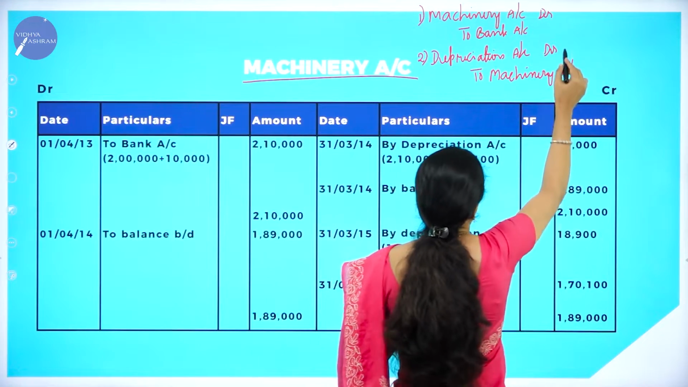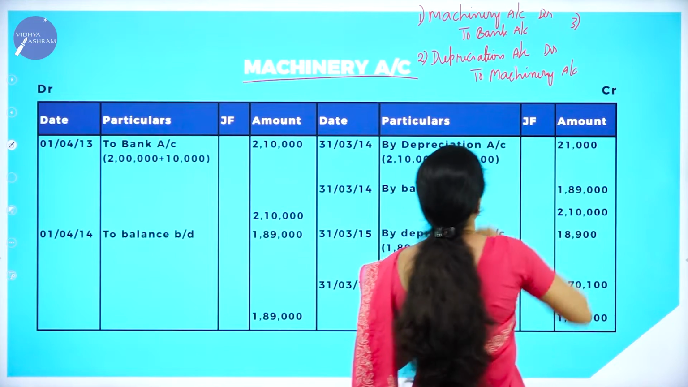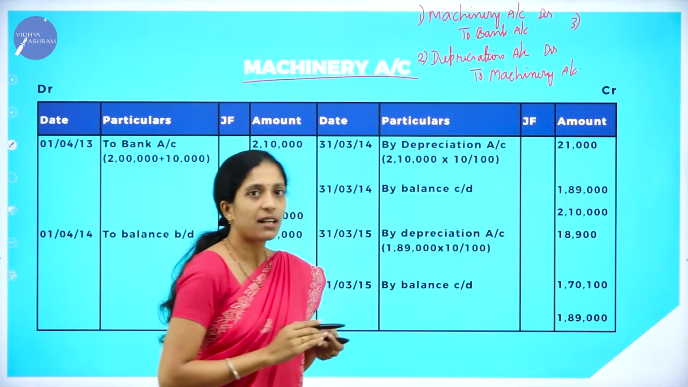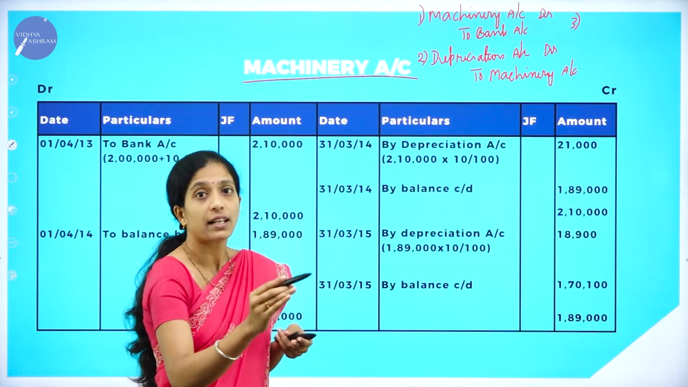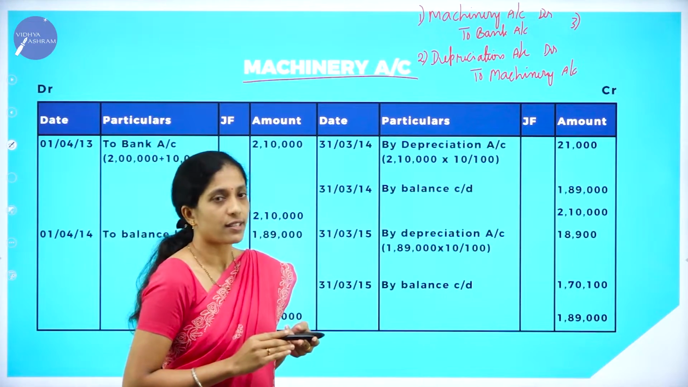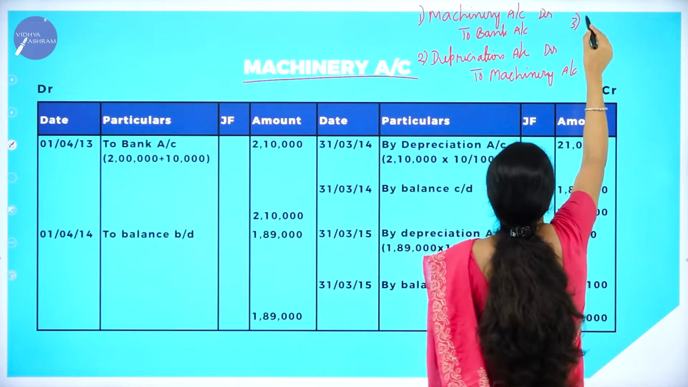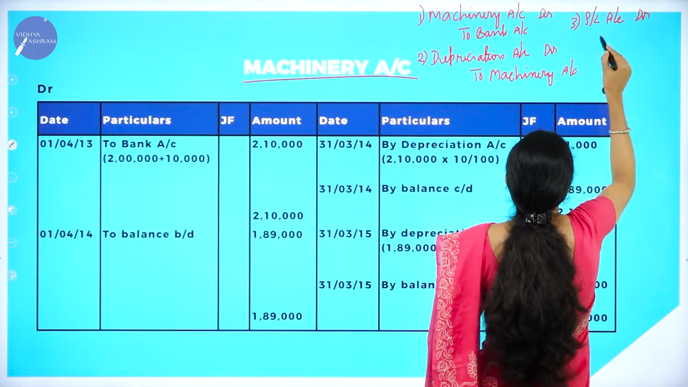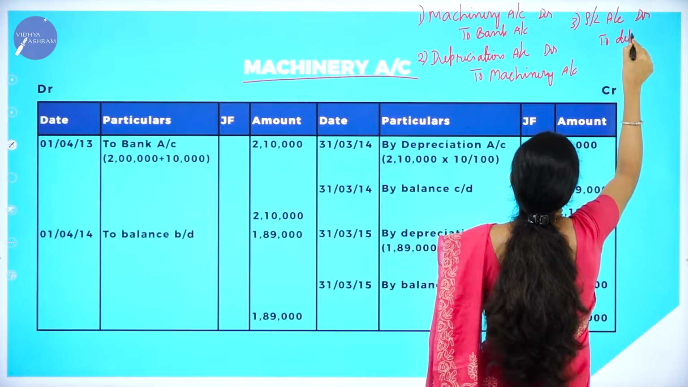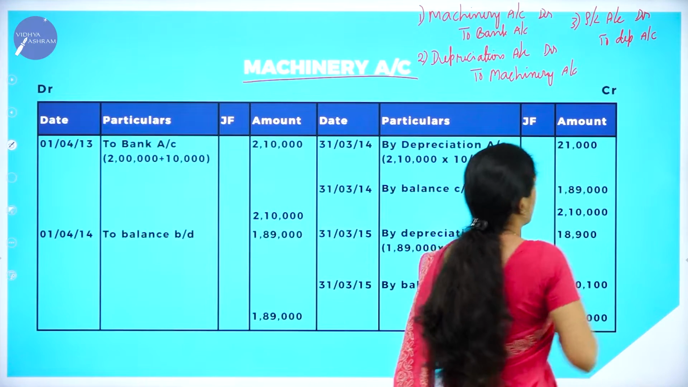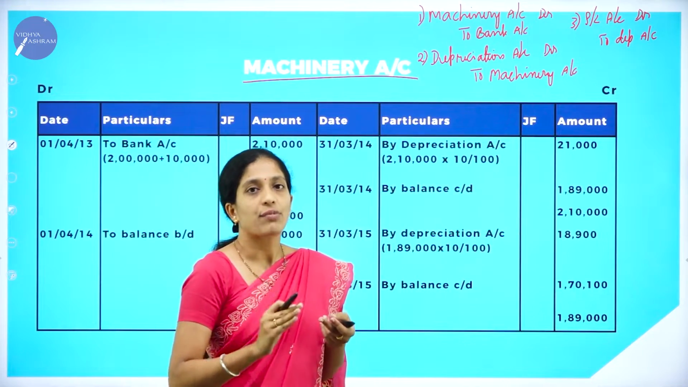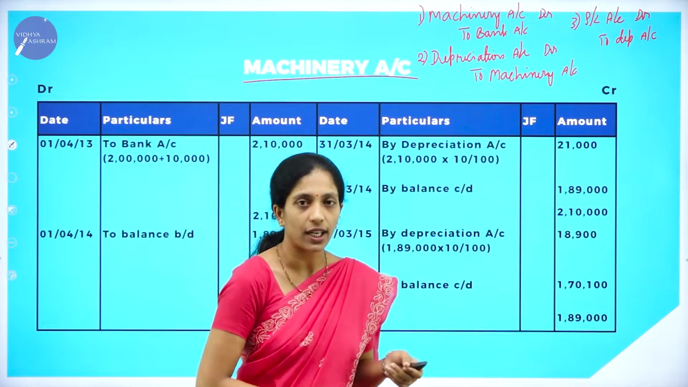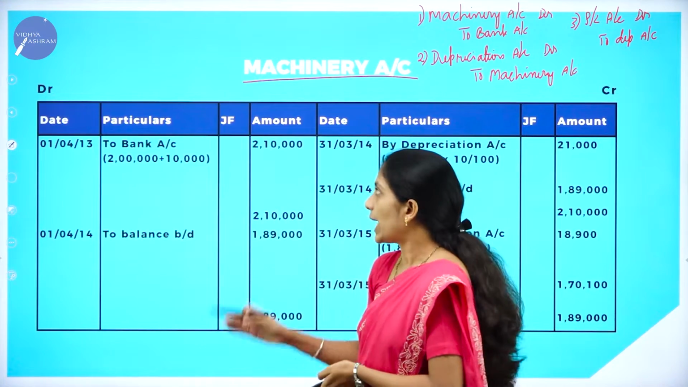The third entry is transfer of depreciation to profit and loss account. Now, in the second entry, we have debited depreciation account. We have to transfer that depreciation to profit and loss account. So what is the entry? Profit and loss account debit to depreciation account. These are the entries that we have to know while preparing machinery account as well as depreciation account. Now, we shall directly come to the entries here.